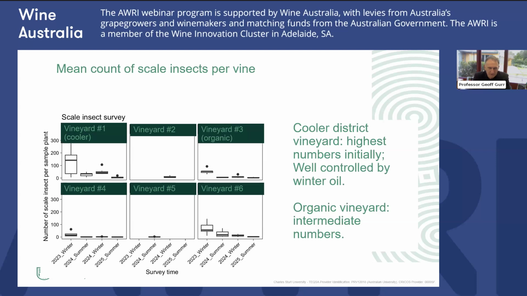And I think we can draw two messages from that. And one is that having organic practices in place, whereby there was no use of synthetic insecticides or other synthetic pesticides, did not mean that there was some kind of nirvana of flourishing natural enemy communities that kept scale insects in check. Organic properties, it seems, can be vulnerable to infestation by scale insects.